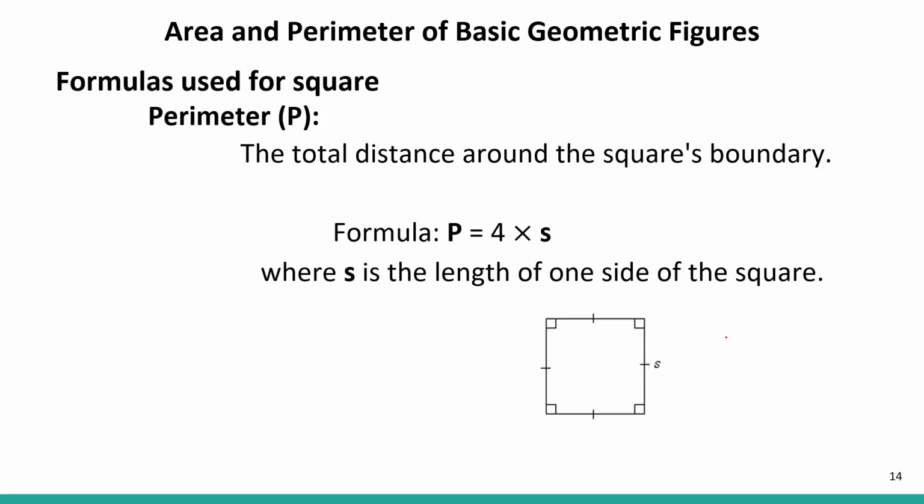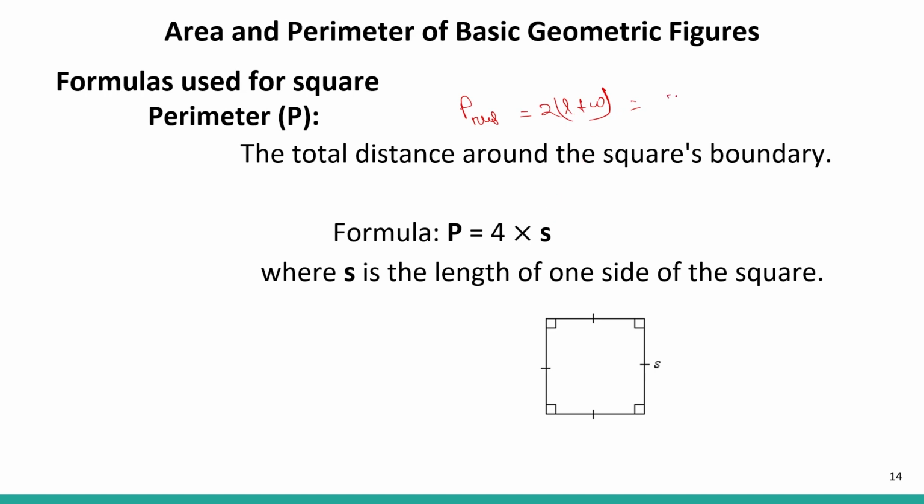That is where they intersect. Let's see how we can evaluate the perimeter. In the case of a rectangle, we knew the formula for perimeter: the perimeter of a rectangle is 2 into length plus width. But in this case, as you know, length and width are all the same, and that is S.